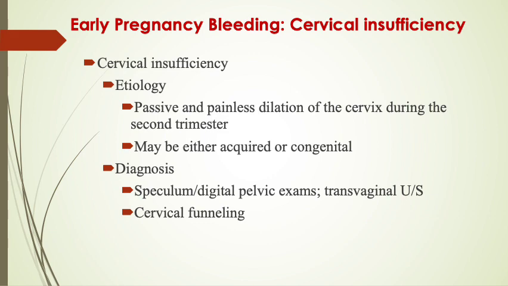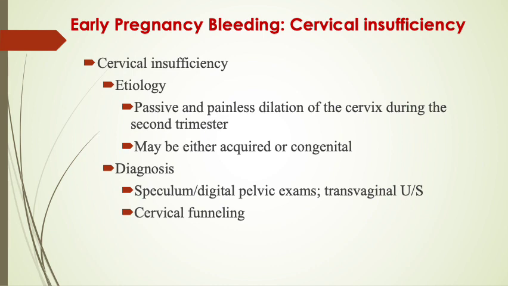Well, diagnosis of this condition is made by the use of speculum or digital pelvic exams. Also, the use of transvaginal ultrasound helps with diagnosis of cervical insufficiency. With this cervical insufficiency too, in order to diagnose it, we could do what is called cervical funneling. So this cervical funneling is defined as a protrusion of amniotic membrane into the cervical os or the cervical opening by greater than 5 millimeters. And this is usually accompanied by short cervical length.